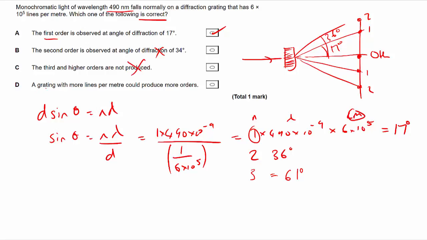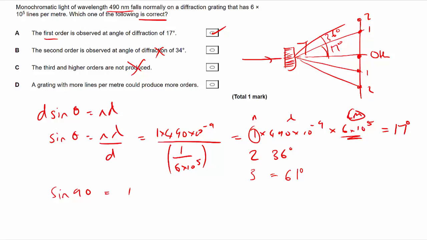Last question. Last thing to think about. A grating with more lines per meter would produce more orders. Right. In order to produce more orders, these values need to be smaller. They need to be closer together, more closely packed. Because once you exceed 90 degrees in angle, you don't see any more orders. So what would happen if I make this number bigger? Which would be more lines per meter. Well, sine 90, if you calculate it, is equal to 1.